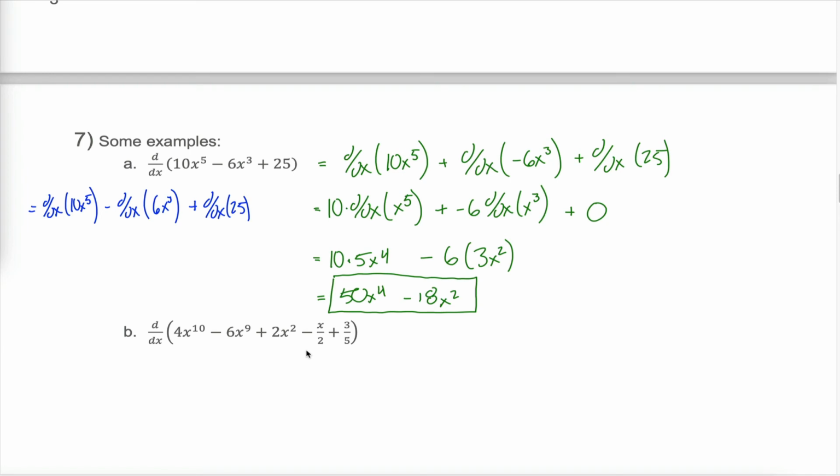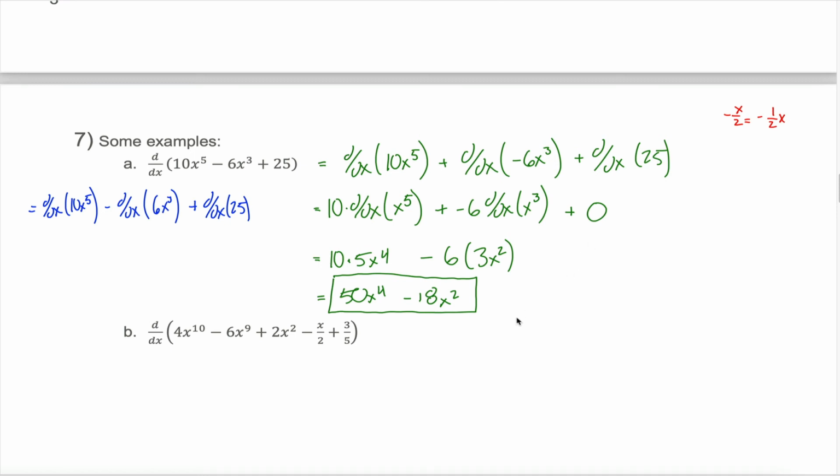So last example of this section, the derivative of 4x to the 10th minus 6x to the 9th plus 2x squared minus x over 2, that's a little tricky, plus 3/5. You can try this on your own if you want, but if you want one little hint before you do so, recognize that negative x divided by 2 is the exact same as negative 1/2 times x.